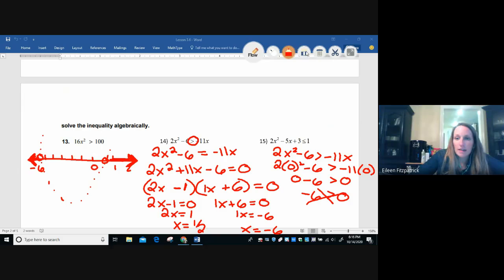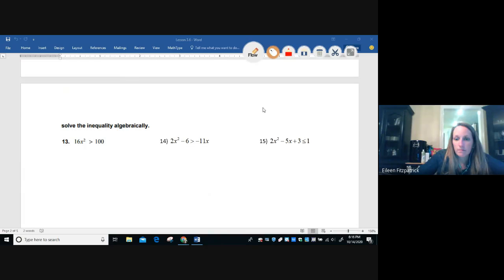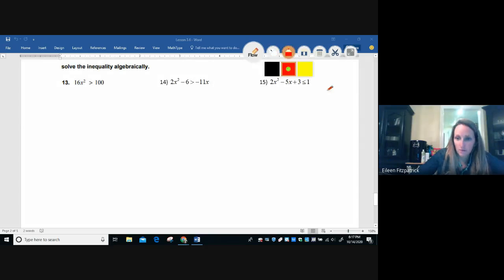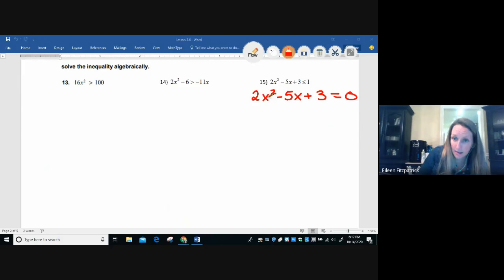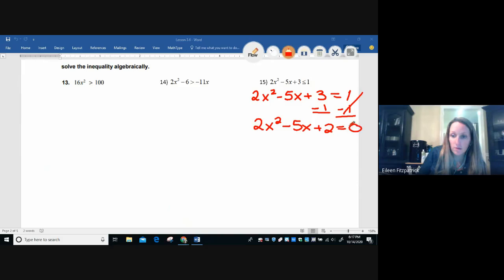Okay. All right, and then last one. Pull it up. I don't know why I didn't pull it up further to begin with. All right, so for the last one, again, I'm going to change it into an equation to start, changing the inequality symbol into an equal sign. Since this has both an x squared and an x term, I need to set it equal to 0, and it's not equal to 0 yet. I'm going to subtract 1 from both sides. So I have 2x squared minus 5x plus 2 equals 0, okay?